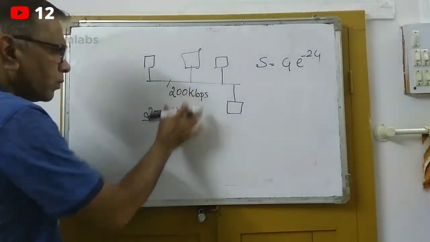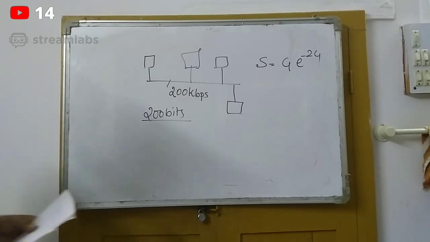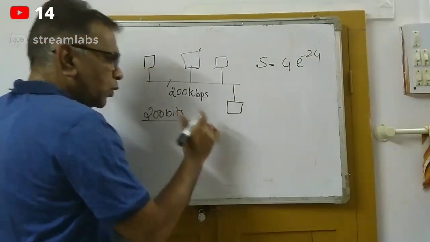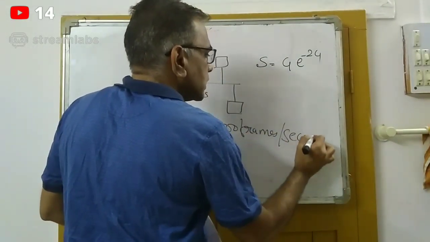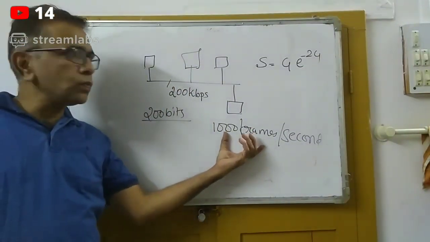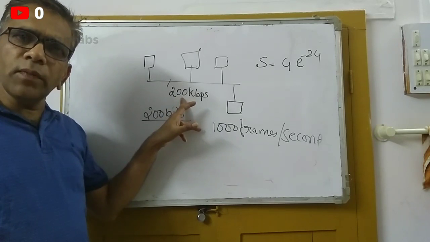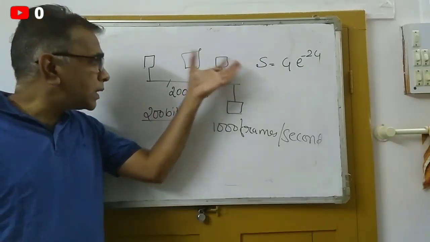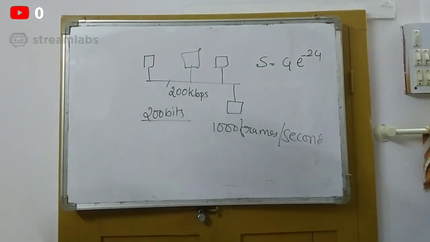Now he has provided these two pieces of information, and what he asks is: what is the throughput of the system if the system, which here indicates all the machines together, produces 1000 frames per second? This is the situation he has given. For this situation, what is the throughput? Frame size is 200 bits, link bandwidth is 200 kilobits per second, and the number of frames generated by the system in 1 second is 1000. Using that data, we need to calculate the throughput.